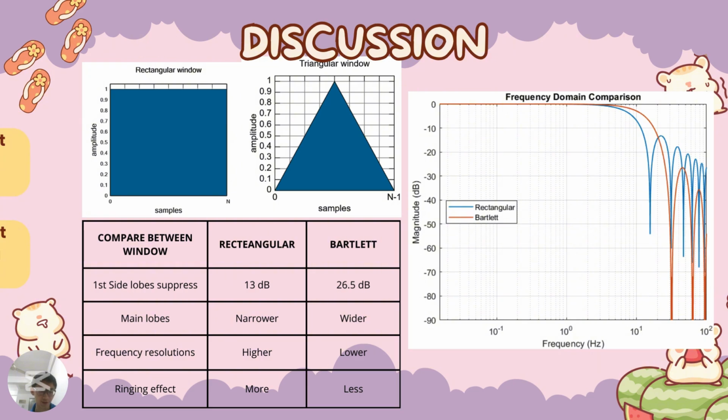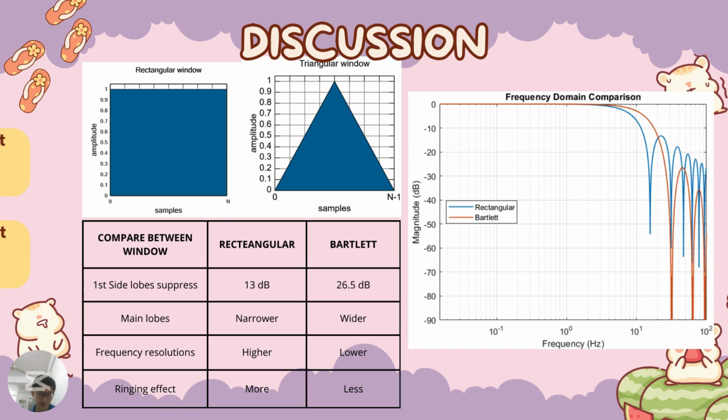For the width of the main lobe, the rectangular window is about 15 Hz, narrower than the 31 Hz of the Bartlett window. A narrow main lobe makes the rectangular window more effective at distinguishing closely spaced frequencies between two different signals, while a wider main lobe makes the Bartlett window more useful for smoothing the spectrum. For frequency resolution, the rectangular window is higher than the Bartlett window. In other words, the rectangular window has a lower dynamic range compared to the Bartlett window.